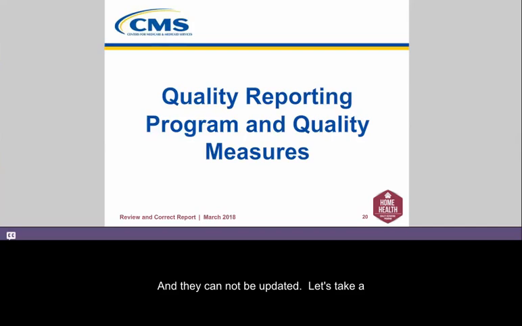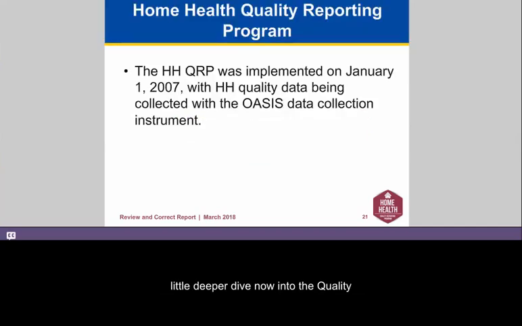Let's take a little deeper dive now into the quality reporting program and the quality measures. HHQRP was implemented January 1st of 2007. Home health quality data was being collected with the OASIS data collection instrument.